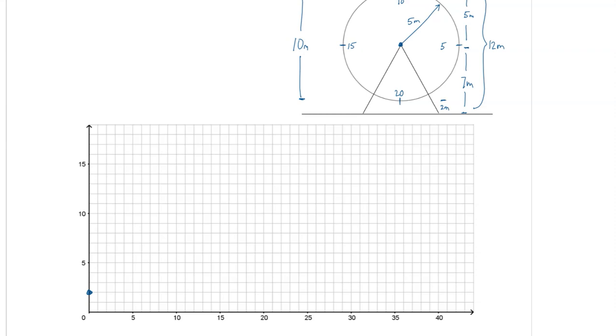And if it takes 20 seconds to do 1 full revolution, a revolution is a full way around the Ferris wheel, so that means after 20 seconds, I'm going to be back to the bottom. And after another 20 seconds, I'll be back again to the bottom. So I can put all 3 of those points in.